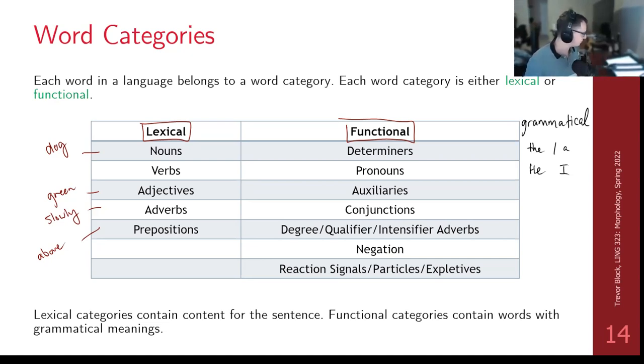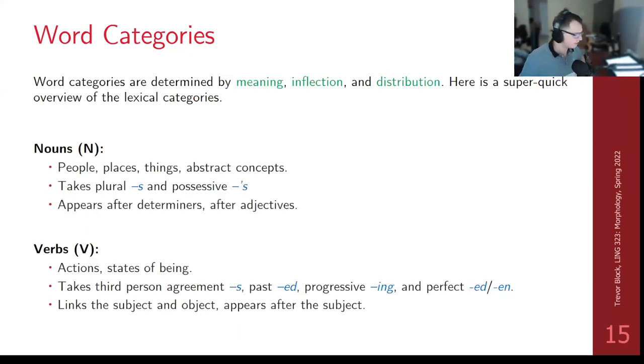and lexical words usually don't. Okay, so I won't take too long for this, but just as a review, you can determine categories by meaning, inflection, and distribution. So in this case, we care more about meaning and inflection than distribution because we're not working with syntax. So nouns: people, places, things, abstract concepts. So you know the good old nouns, which you might have forgotten is something like happiness is also a noun.